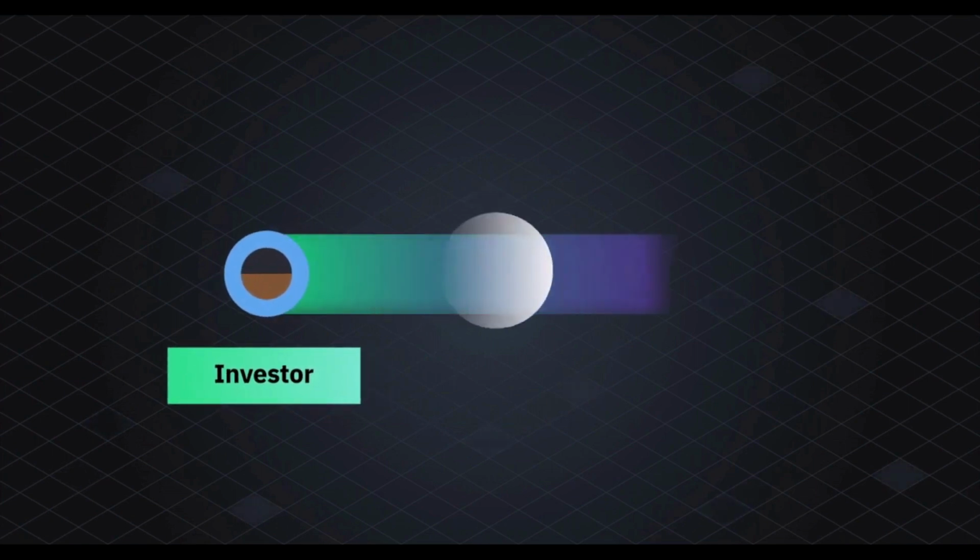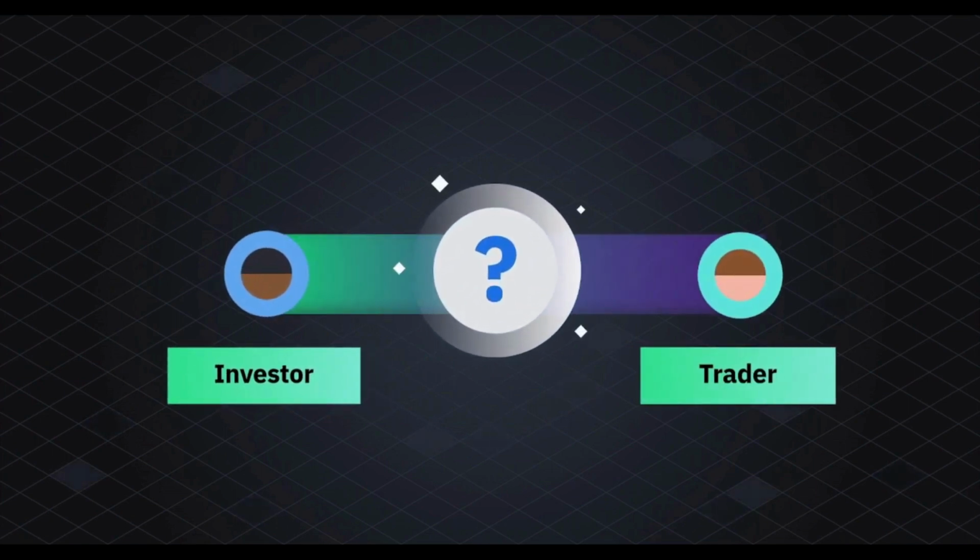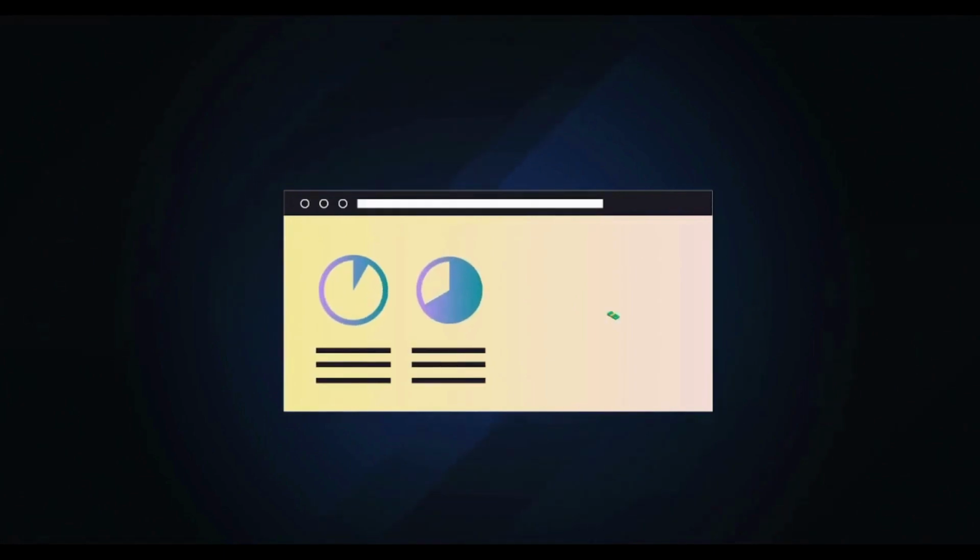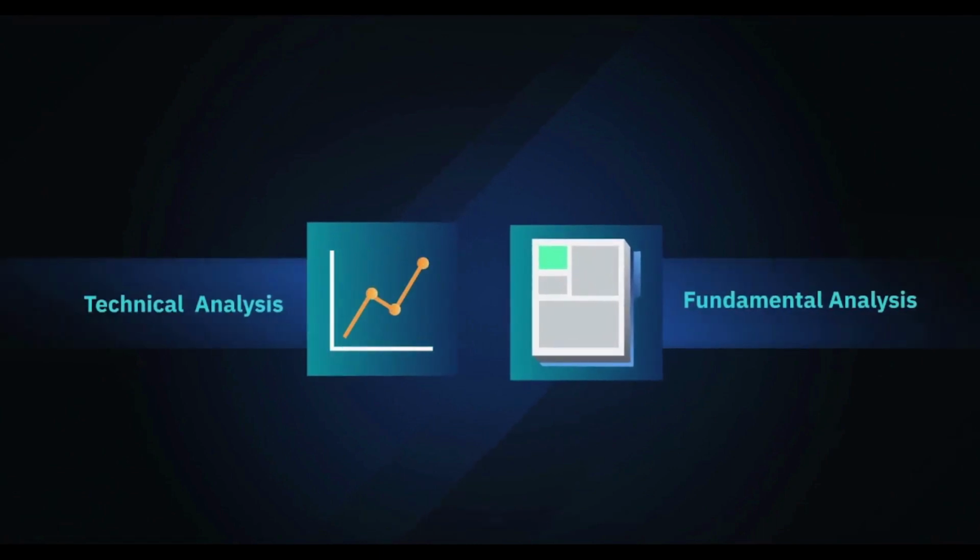So, how do investors and traders decide what to buy and sell? Typically, investors and traders perform analysis before risking their money. The analysis frameworks they use can be broken down broadly into 2 categories: fundamental analysis and technical analysis.